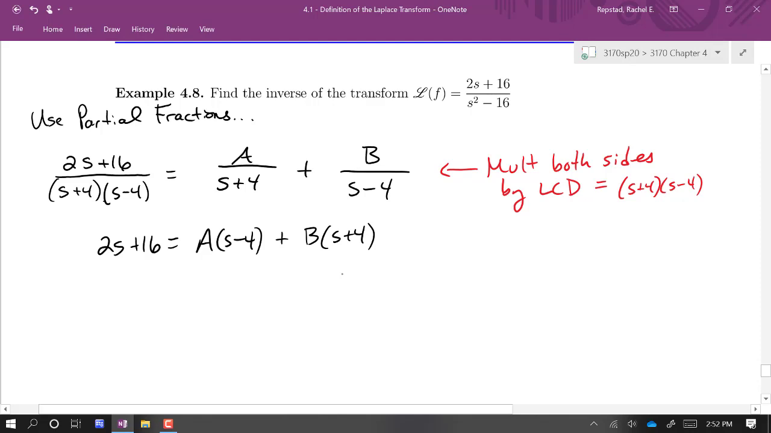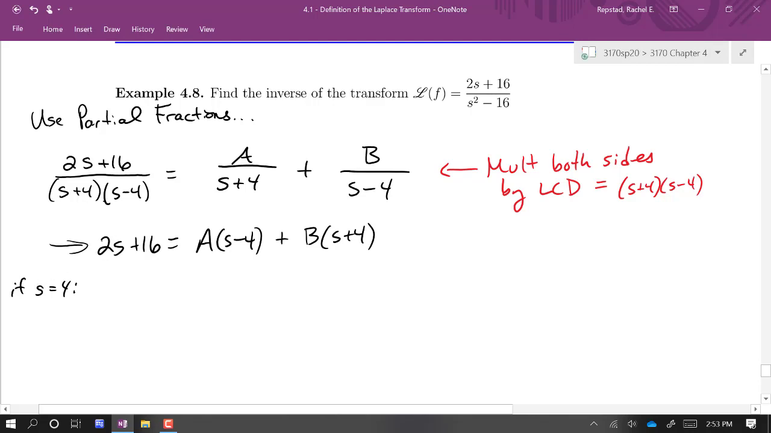Now there's different ways we could solve for a and b here. That is our goal, to figure out what a and b are. When we have distinct linear factors, I think the easiest way to do this is just find some convenient values of s. If s happens to equal 4, right? If this equation is true, it's got to be true for all values of s. So that means it would be true when s is equal to 4.